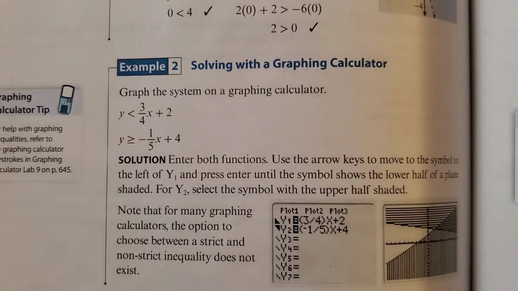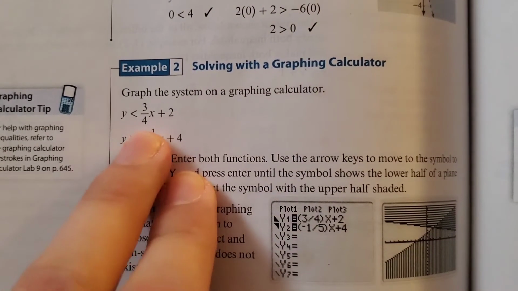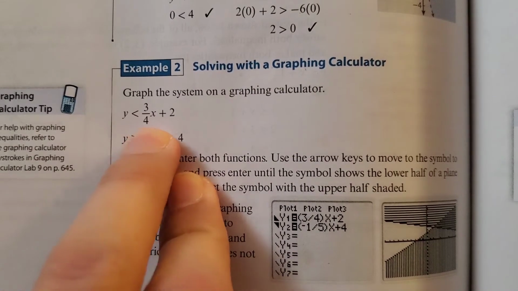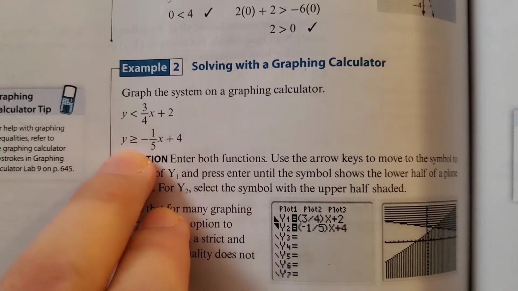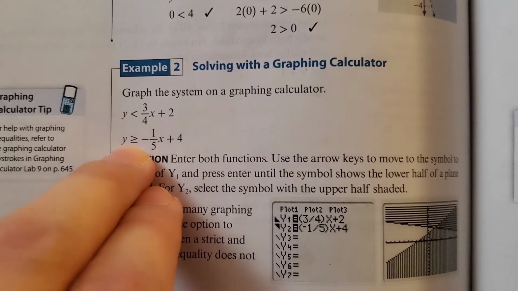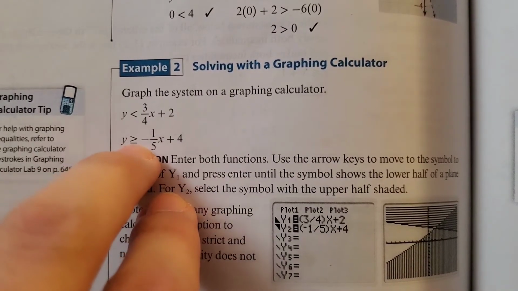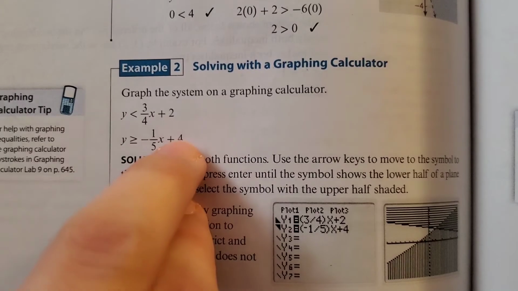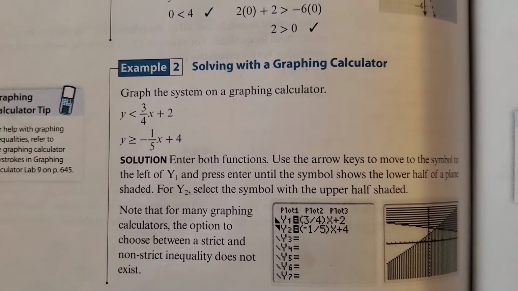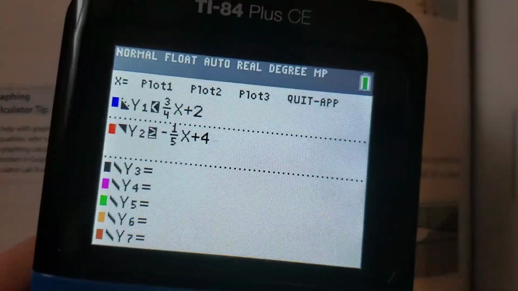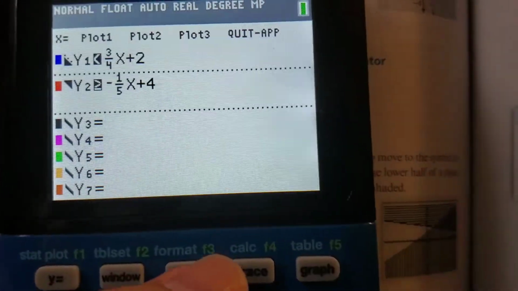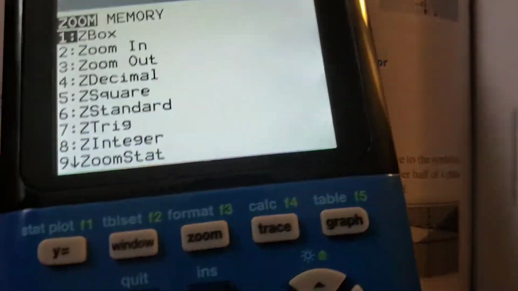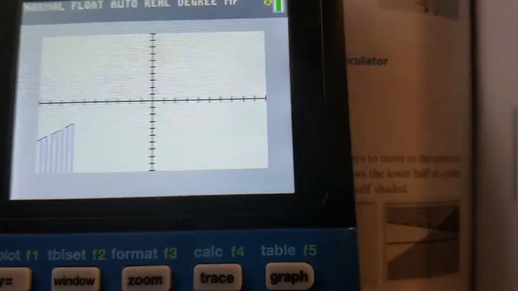Okay, for example number 2, look, we have this line, y is less than 3/4 x plus 2. And then the second linear inequality is y is greater than or equal to -1/5 x plus 4. So I actually put that in my calculator. Look at that. You should know how to do it by now. Again, I'm just going to press graph, zoom 6, or you could just press graph, right?